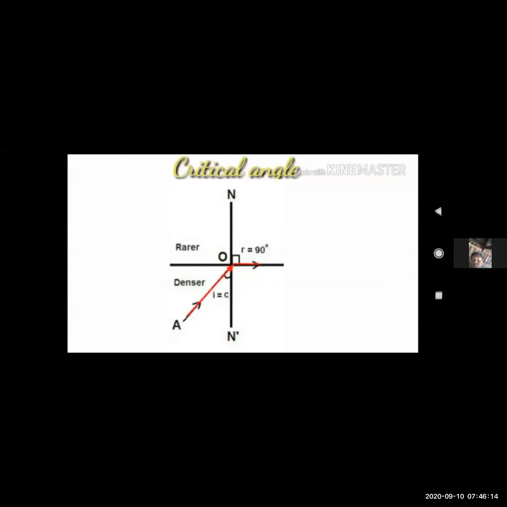At the end, you can have a clear ray diagram of the critical angle on your phone screen, students. Light traveling from denser to rarer, the angle of refraction is 90 degrees, and the corresponding angle of incidence is called the critical angle, I equal to C.